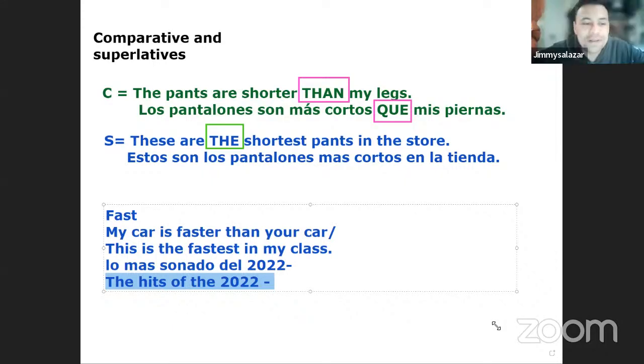"No hay que dar papaya." You don't need to give papaya. What's papaya? Papaya is papaya, I think, in the same way, right? Don't give papaya. What's that, right?